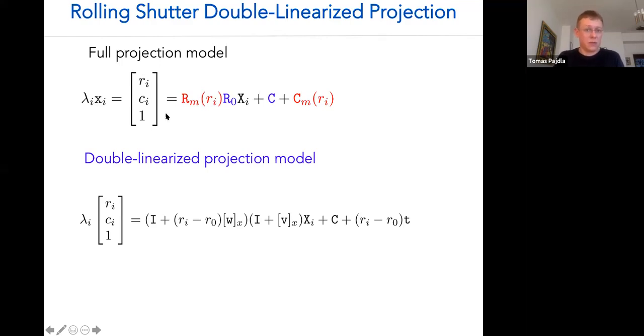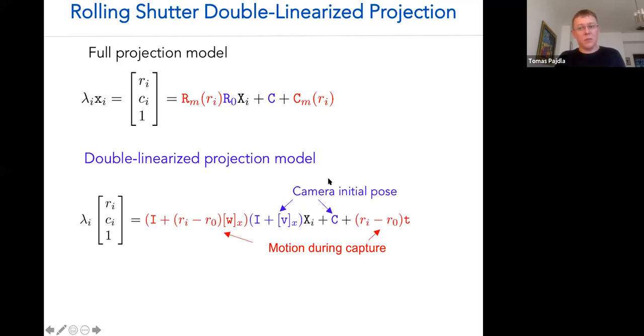But of course, solving a harder system takes more time. So if one can afford to do something we call double linearization, which means if this R naught is known in such a way that this Rm is small, then this Rm can be approximated by linearization. Also R naught can be approximated by linearization if R naught is small, or if it is known roughly, because then we can transform everything in space such that even our R naught will be small. So now we have a situation where the motion during the capture is modeled by linearization, and the motion at the beginning is modeled by linearization. So why do we do it?